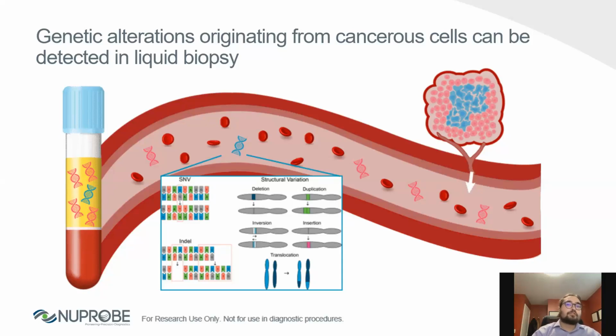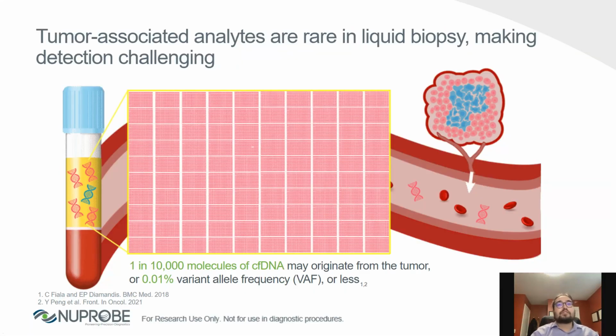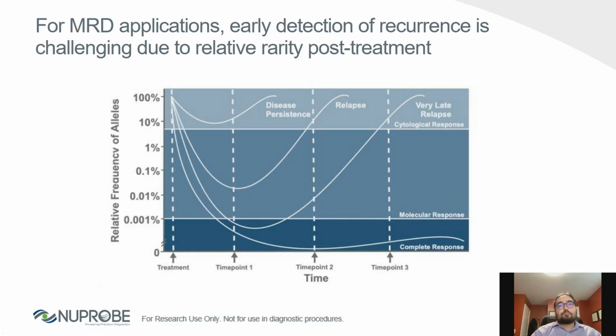Now, one of the central challenges in liquid biopsy is that the tumor-associated analytes themselves are quite rare. And in contexts such as monitoring or early detection, cell-free DNA that originates from the cancer may only constitute 0.01% or even less of the total fraction of cell-free DNA. And just to broaden the scope of this problem a little bit, for both solid tumor and heme malignancy monitoring applications, we see similar rarity problems.